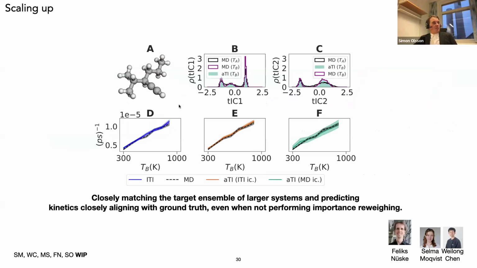Great. So we could also scale this up to slightly larger systems. This is again a relatively small system, but substantially larger. Here we don't do any reweighting, so we just take high temperature ensembles and solve the ODE to generate low temperature ensembles, and then we compute the rates again, and we compute histograms in some low dimensional representation of these molecules. We see that we can quite nicely match the reference MD ensembles without doing reweighting, and also quite nicely match the MD rates as a function of temperature. So it basically shows that even if the sample efficiencies are not high, the model can give qualitatively quite accurate results.